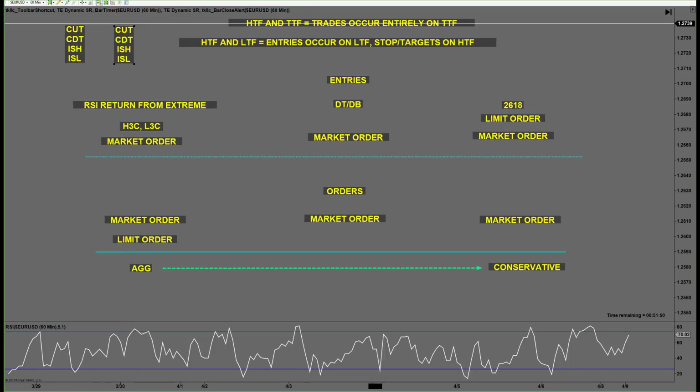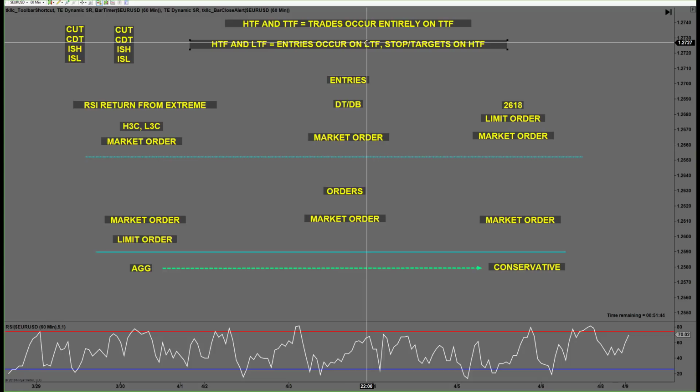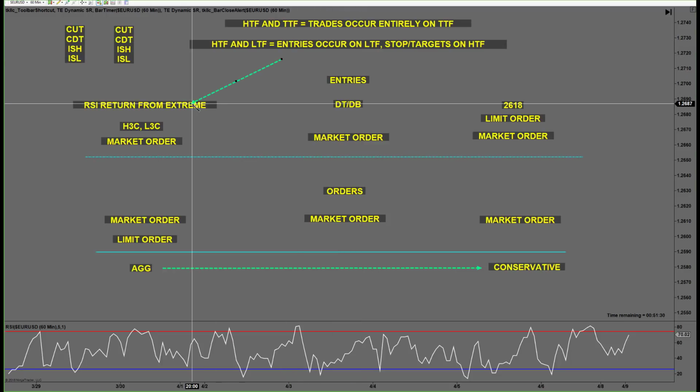First thing to decide is how much time do you have? HTF and TTF or HTF and LTF? What time frames? 4 hour, 60 minute, daily 4 hour, 60 minute, 15 minute, 15 minute, 5 minute. That's day trading. What do you have time for? Then, what kind of trader are you?